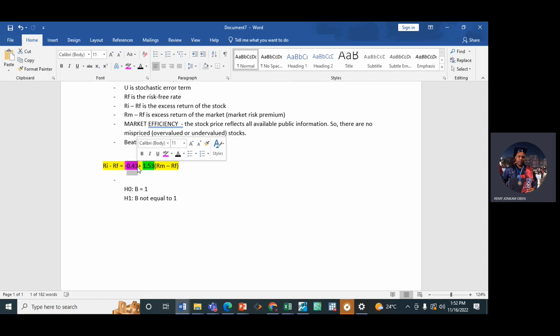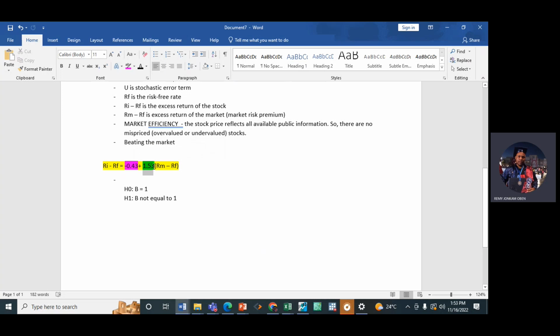There is either undervaluation or overvaluation. Now we need to check if it is undervaluation or overvaluation. We should check the mathematical value of the alpha. Is it positive or negative? If this alpha is positive, it means the stock is undervalued. Correct? If this alpha is negative, it means the stock is overvalued. Correct? We are done with alpha.